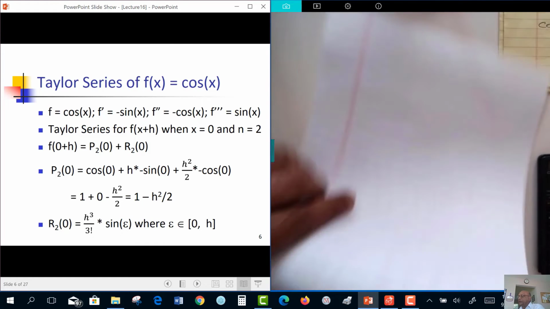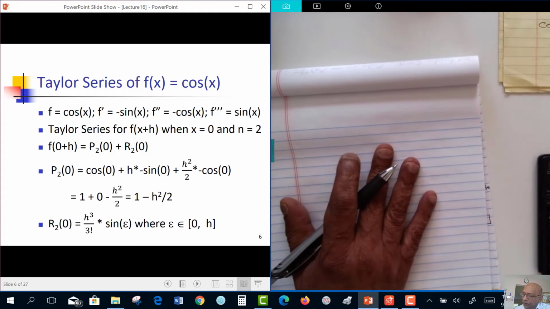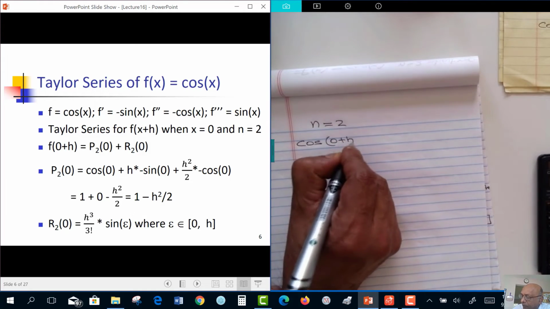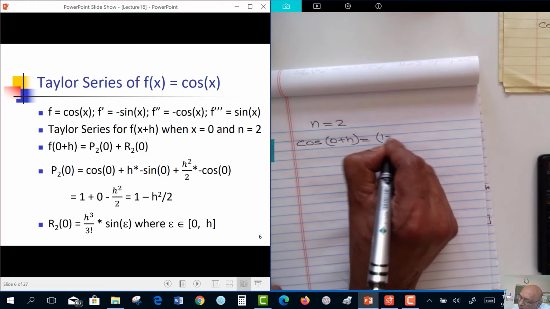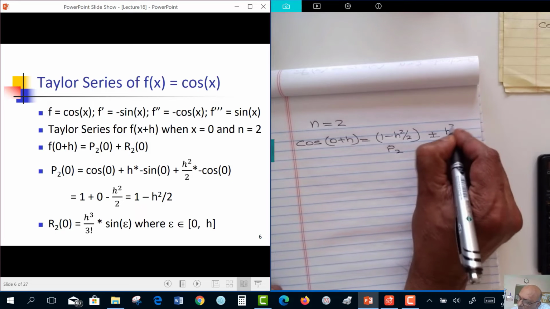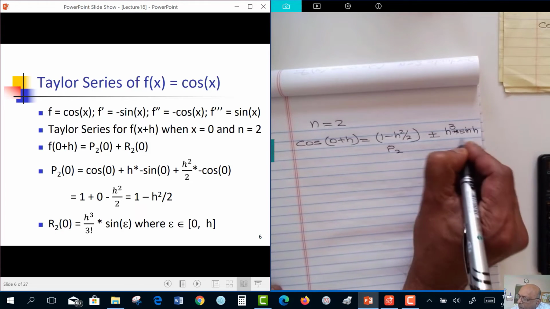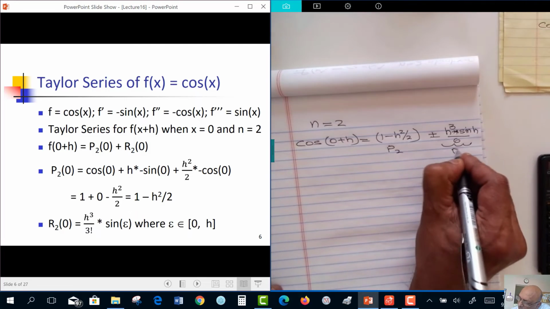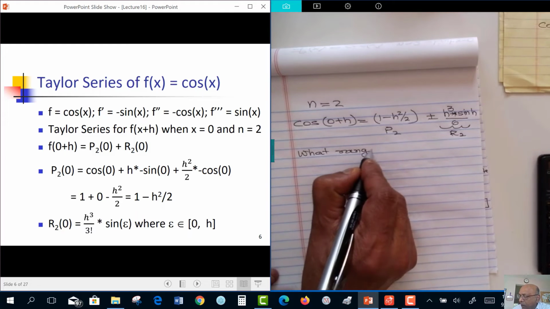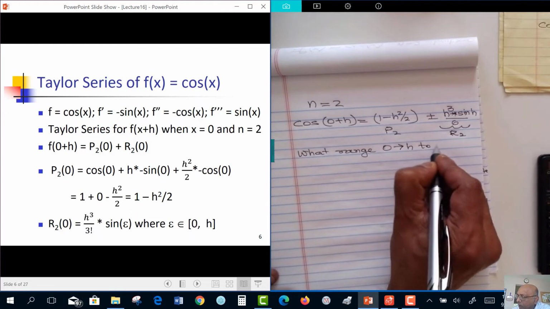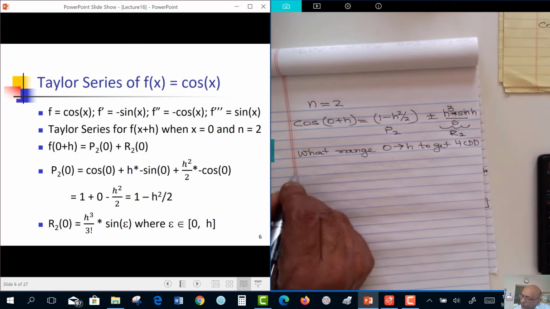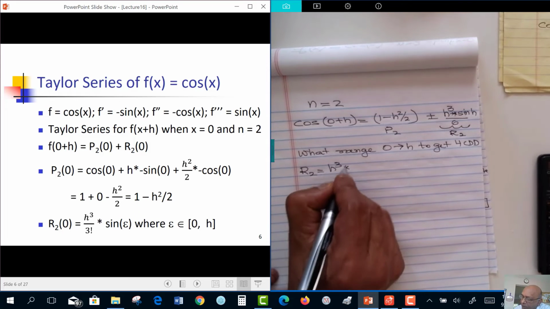So let's pose the same question. So our approximation n is equal to 2. We approximated cosine about 0. Our second degree polynomial was 1 minus h square over 2. So this is our P2. And this is our R2. So what is the range that we can get 4 CDD in our approximation? So all we have to do is look at R2, which is h cubed times sine of h over 6.